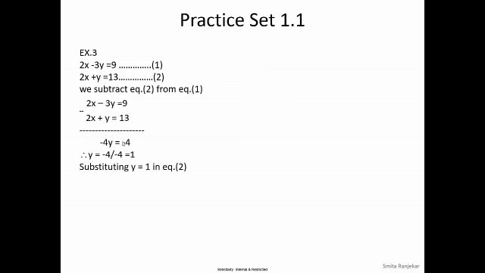Now substituting y is equal to 1 in equation 2. So 2x plus 1 is equal to 13. So 2x is equal to 13 minus 1 is equal to 12. So x is equal to 12 divided by 2, which is equal to 6. Again (x, y) is equal to (6, 1) is the solution. In the previous sum, as I told you that you can check your answer, same way here also you can check your solution by substituting the values of x and y in both the equations.